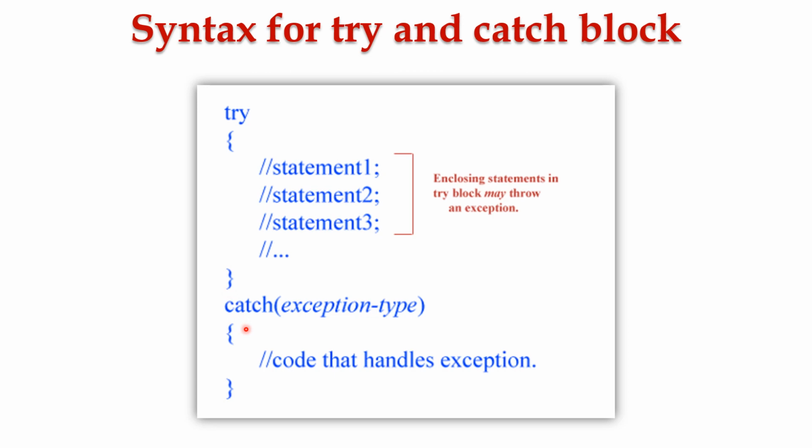Next we have the catch block, which has the exception type, followed by an open curly brace, and it has the code for handling the exception, and the catch block is ended with a closed curly brace. So the catch block catches and handles the type of exception.